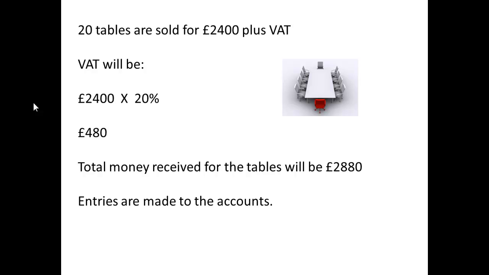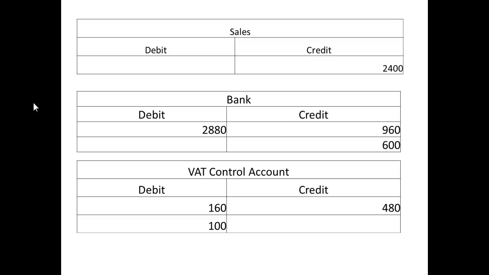We now sell 20 tables for 2,400 plus VAT. So the VAT is 2,400 times 20%, which is £480. So the total that we receive for the tables is 2,880. We can now make those entries to the accounts. We'll credit the sales with 2,400, debit the bank account with the 2,880 that we receive, and credit the VAT control account with the 480 that we charge to the customer.